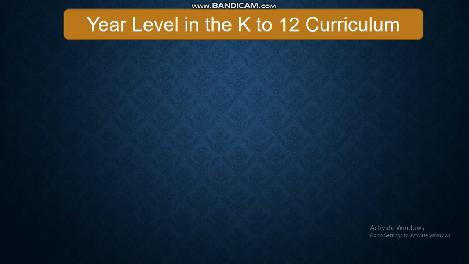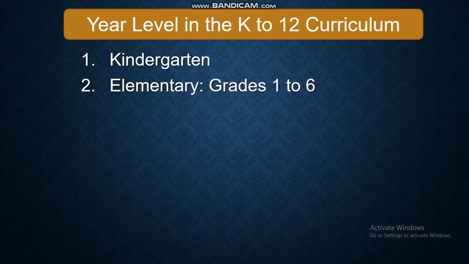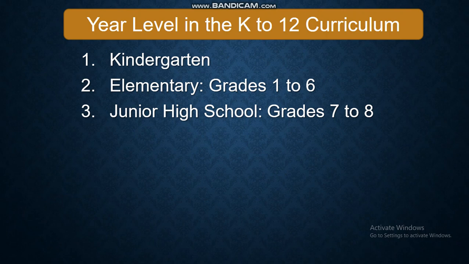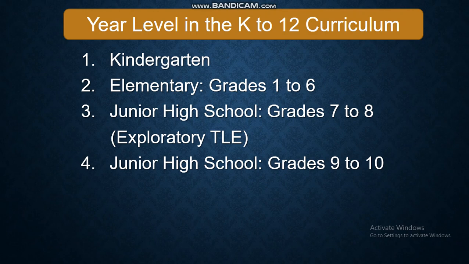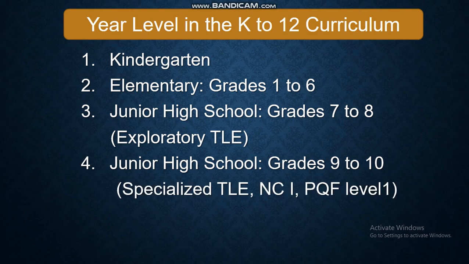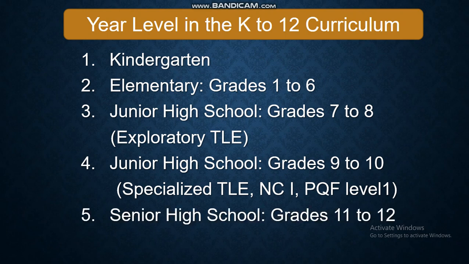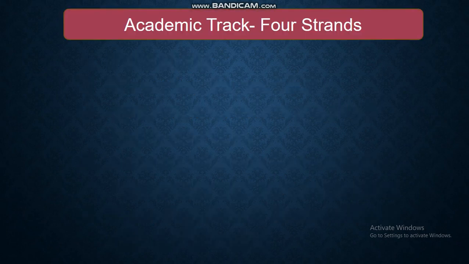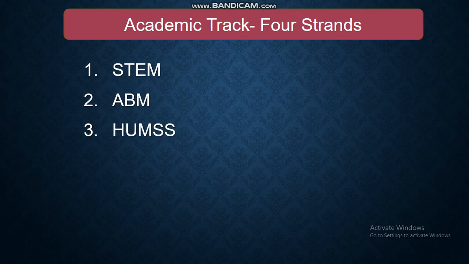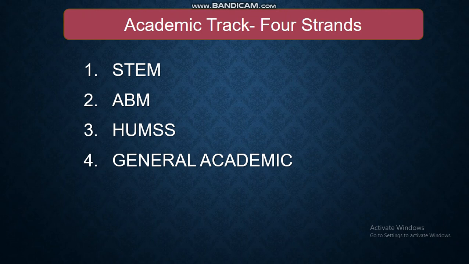Year level in the K-12 curriculum. Kindergarten. Elementary, grades 1 to 6. Junior high school, grades 7 to 8, exploratory TLE. Junior high school, grades 9 to 10, specialized TLE, NC1, PQF level 1. Senior high school, grades 11 to 12, NC2, PQF level 2. Academic track, 4 strands: STEM, ABM, HUMSS, General Academic.